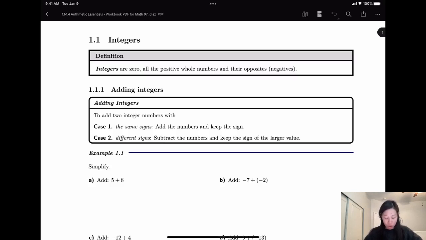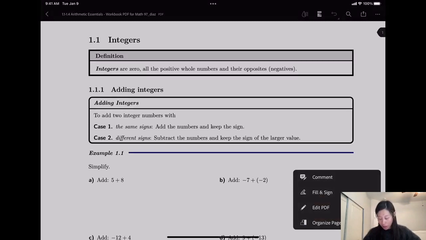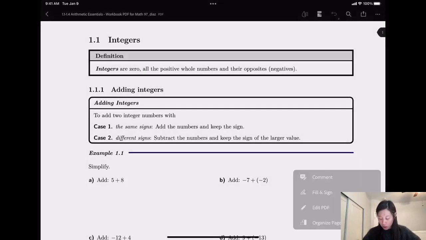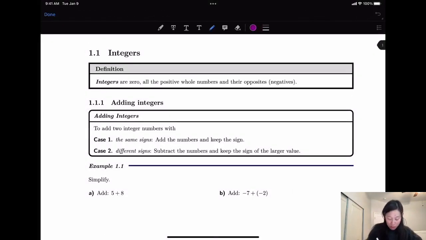For example, for the first one, we want to add 5 plus 8, which equals 13. Now, this one is negative 7 plus negative 2. They both are negative, so we keep the same sign and add the numbers together. 7 plus 2 equals 9, and then we keep the negative sign, so we have negative 9.